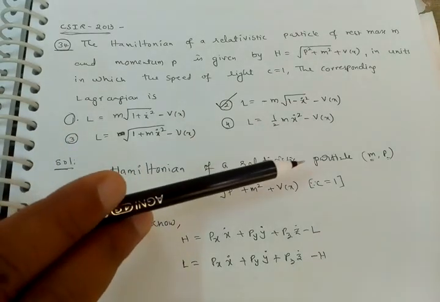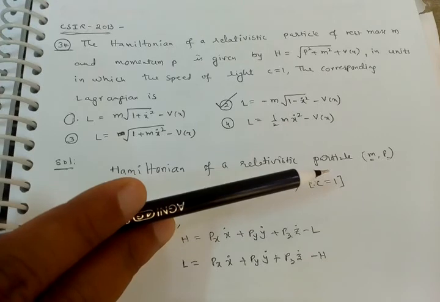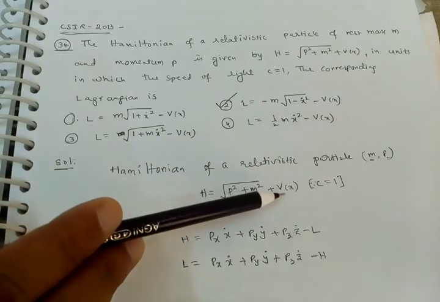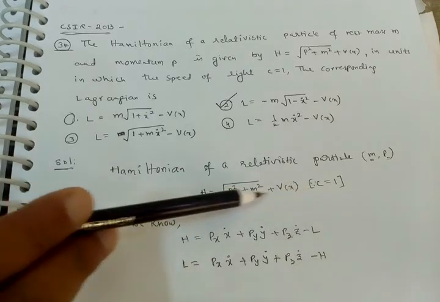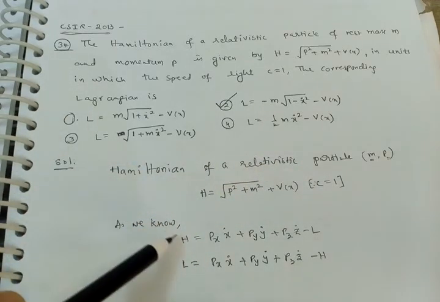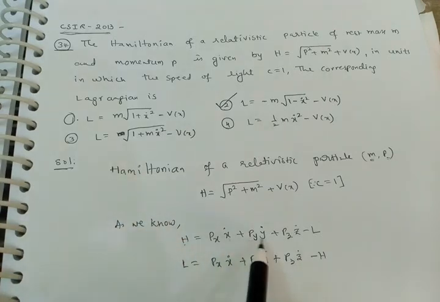The Hamiltonian of a relativistic particle of mass m and momentum p is equal to the square root of p squared plus m squared, plus V of x, where c is equal to 1. As we know, the Hamiltonian equals px x dot plus py y dot plus pz z dot minus L. So we have to find the Lagrangian: px x dot plus py y dot plus pz z dot minus H, which goes to the right hand side, so minus H.